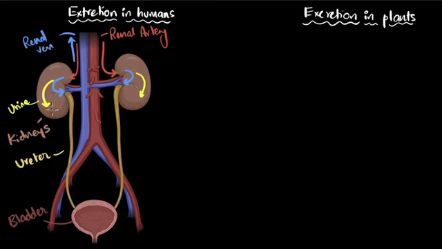And then what happens to the urine? Well, the urine that is formed goes through the ureter. It comes down through the ureter into the bladder. It sits over here until you're ready to expel it.